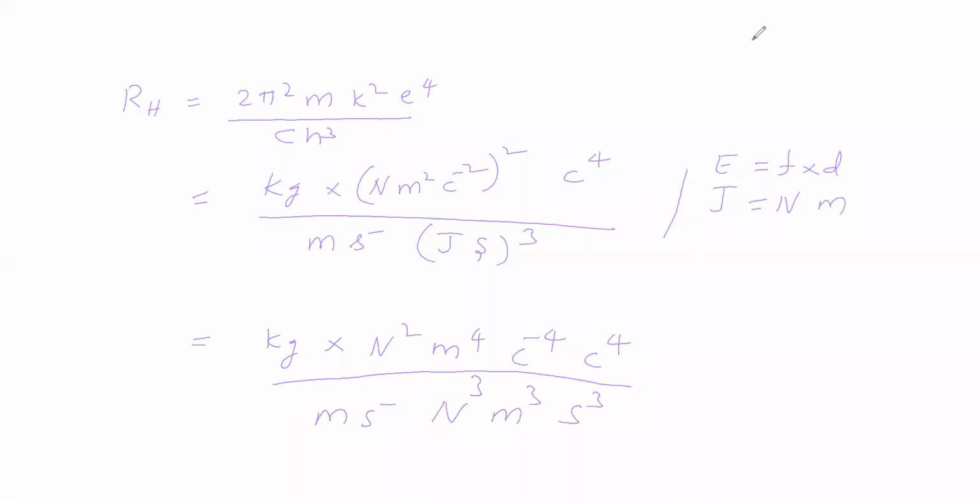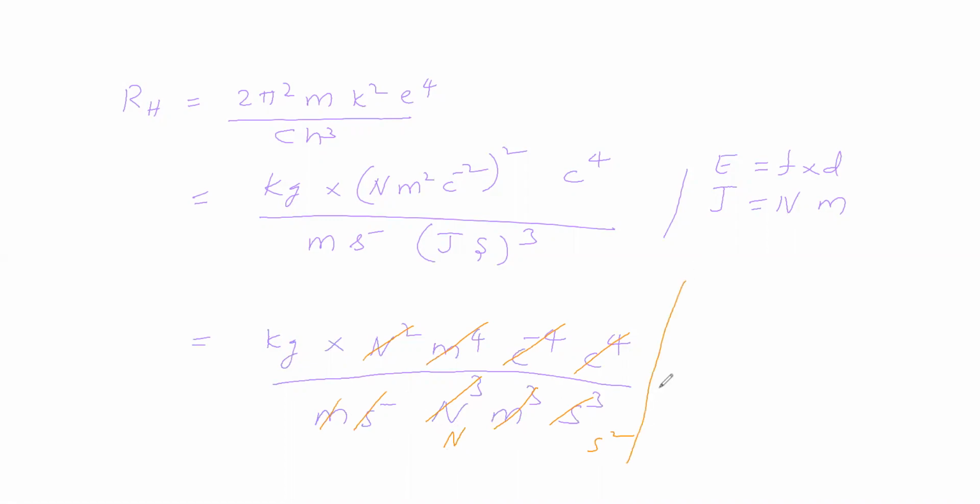Now what are the things getting cancelled? Here Newton square is getting cancelled, means 1 Newton remains. And meter power 3, meter power 1, so meter power 4. Coulomb is getting cancelled. Per second is getting cancelled, means 1 second square remains. So what is remaining? Kilogram, Newton, second square is remaining.